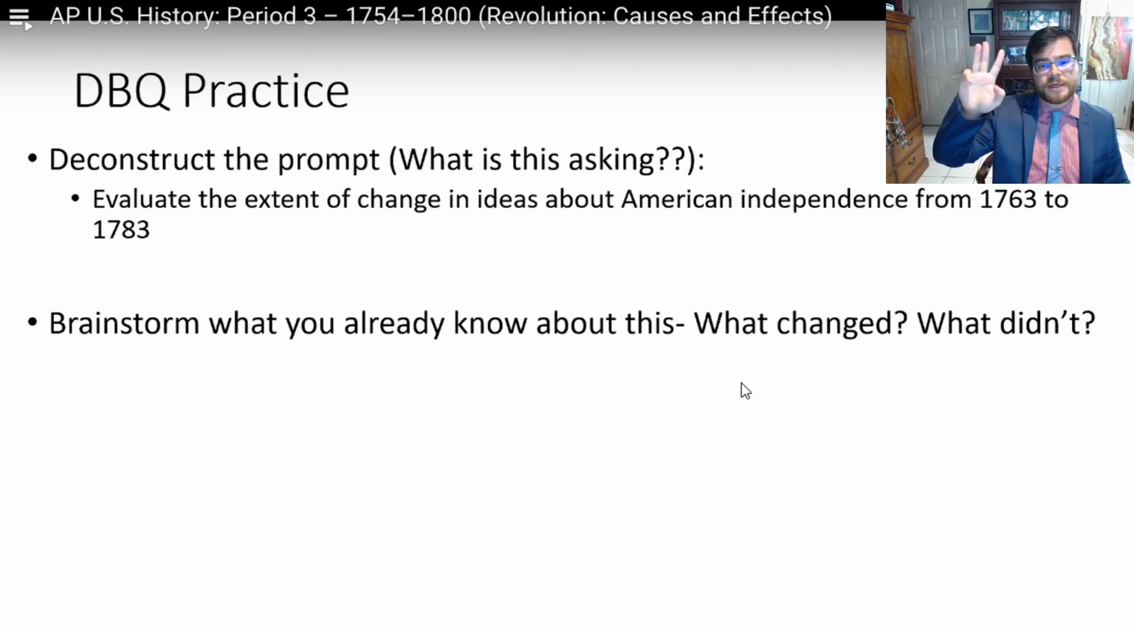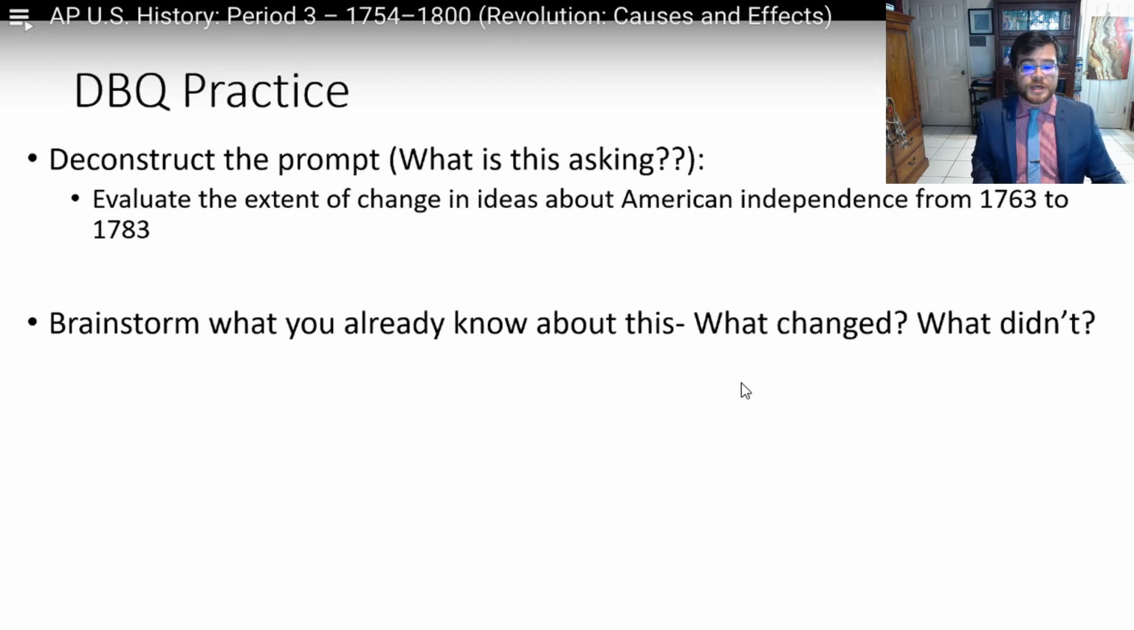All right, so remember the three things we look for when breaking down the prompt: the skill, the scope, and the time period, right? So, skill, change. So that's changing and continuity over time. What changed? What didn't change, right?